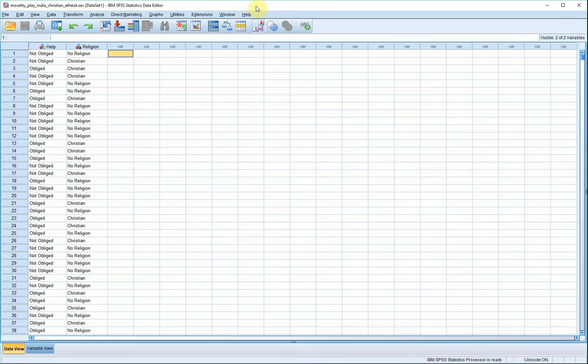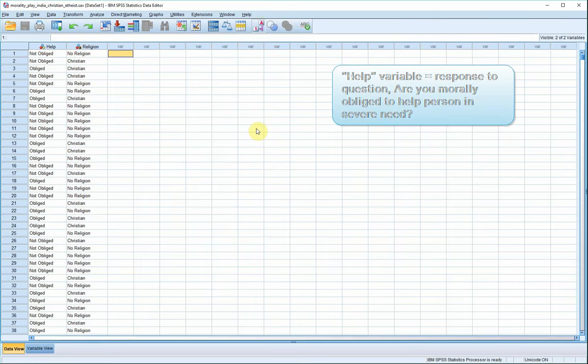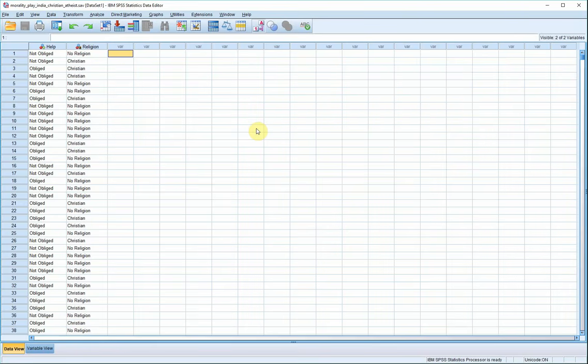Hi, today we're going to do a chi-squared test in SPSS. In front of you, you can see two nominal variables. You've got religion here, which is either no religion or Christian, and you've got a variable called help here, which is either not obliged or obliged, where the question is whether somebody is morally obliged to help another person in severe need. The data comes from an experiment I'm running on a philosophy site, which asks people various moral questions, and this is a subset of that data.